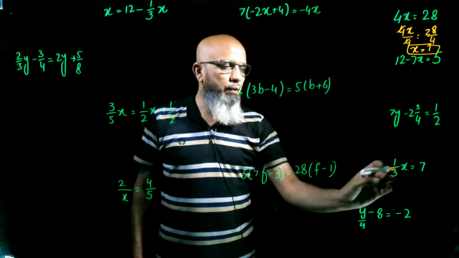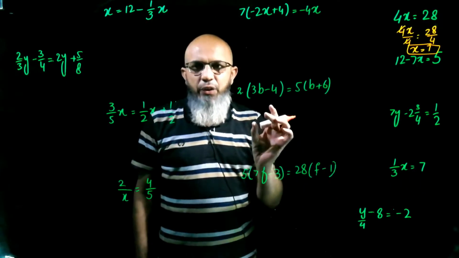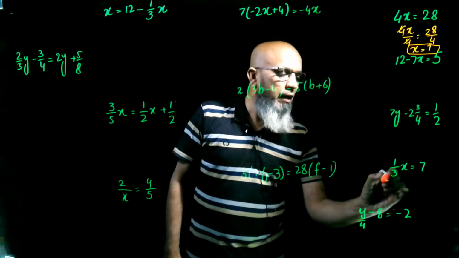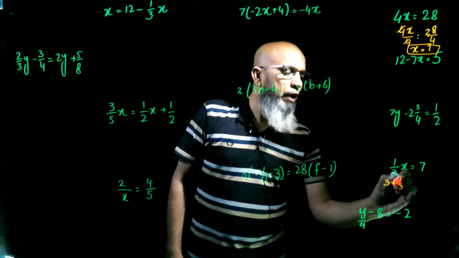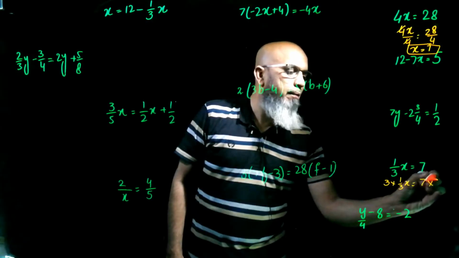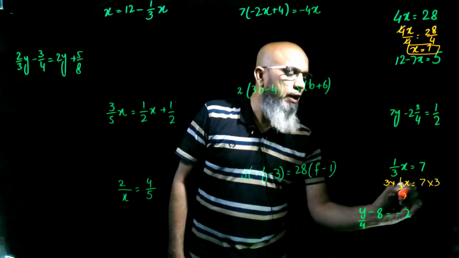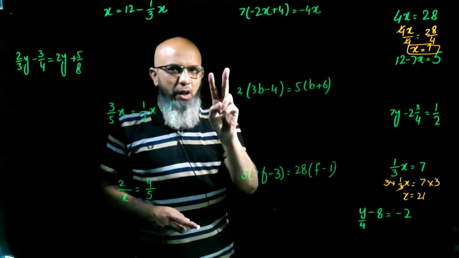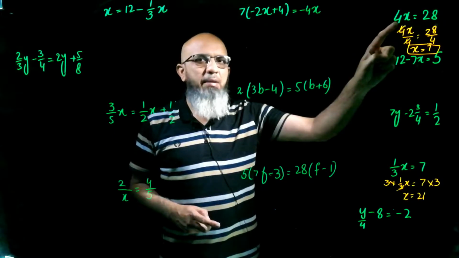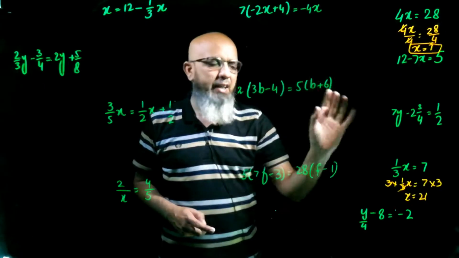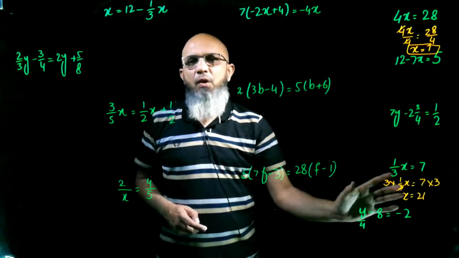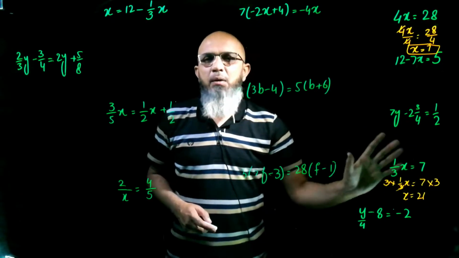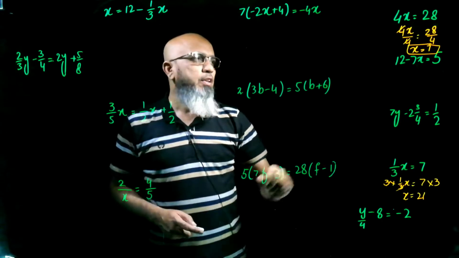Now come here. What is this? That is 1 over 3 x. 1 over 3 x means the x is divided by 3 now. So what will we do? We will multiply on both sides by 3. 3 multiplied by 1 over 3 x is equal to 7 multiplied by 3. So this 3 cancels with this one. x is equal to 21. Right? So learn two rules here: if there is a multiplication, we will divide on both sides, and if there is division or fraction form, we will multiply by the denominator on both sides. Clear?